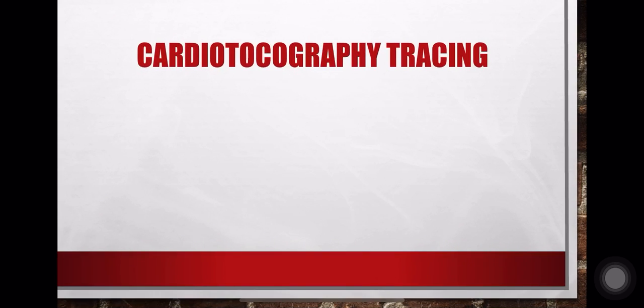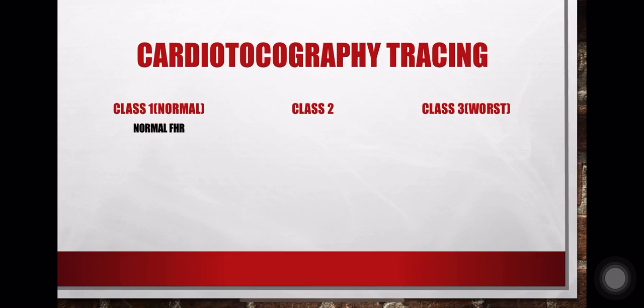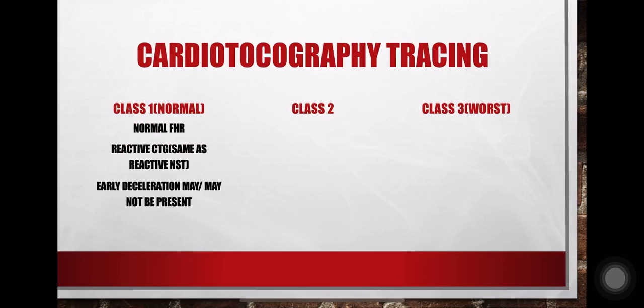These are some of the basic concepts of fetal heart rate, and now we'll enter into the topic cardiotocography. Cardiotocography is categorized into 3 categories, that is class 1, class 2 and class 3. Class 1 is considered to be normal, whereas class 3 is considered to be worst. We categorize a CTG into class 1 or normal CTG when it shows normal fetal heart rate or reactive CTG. Early deceleration may or may not be present, late or variable deceleration absent.